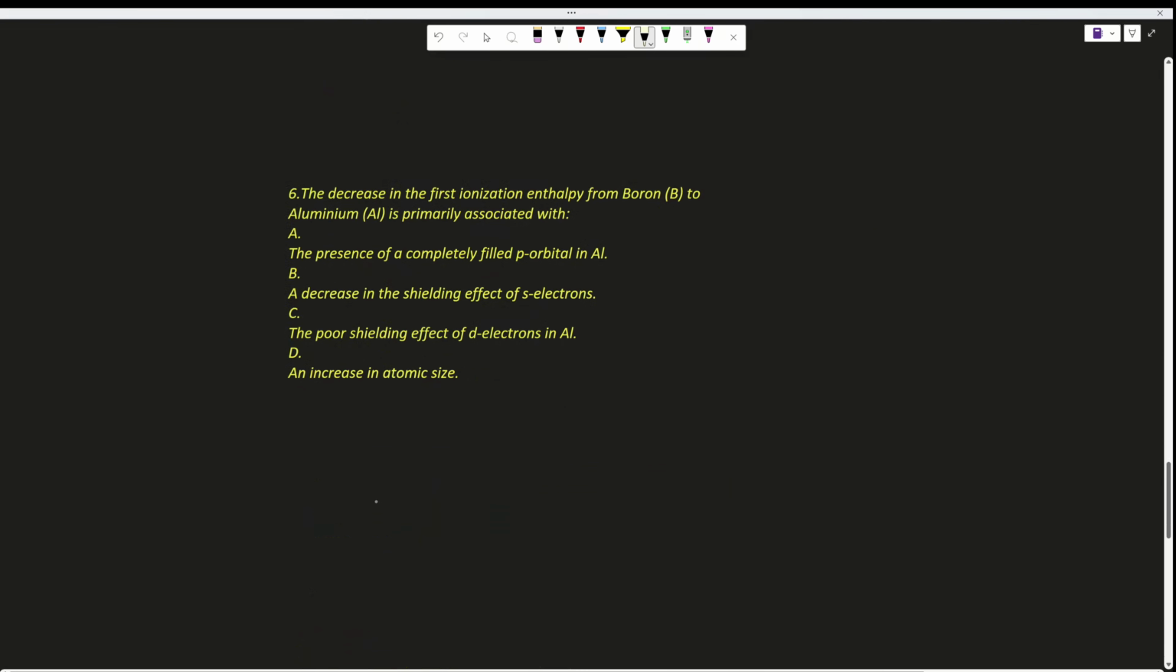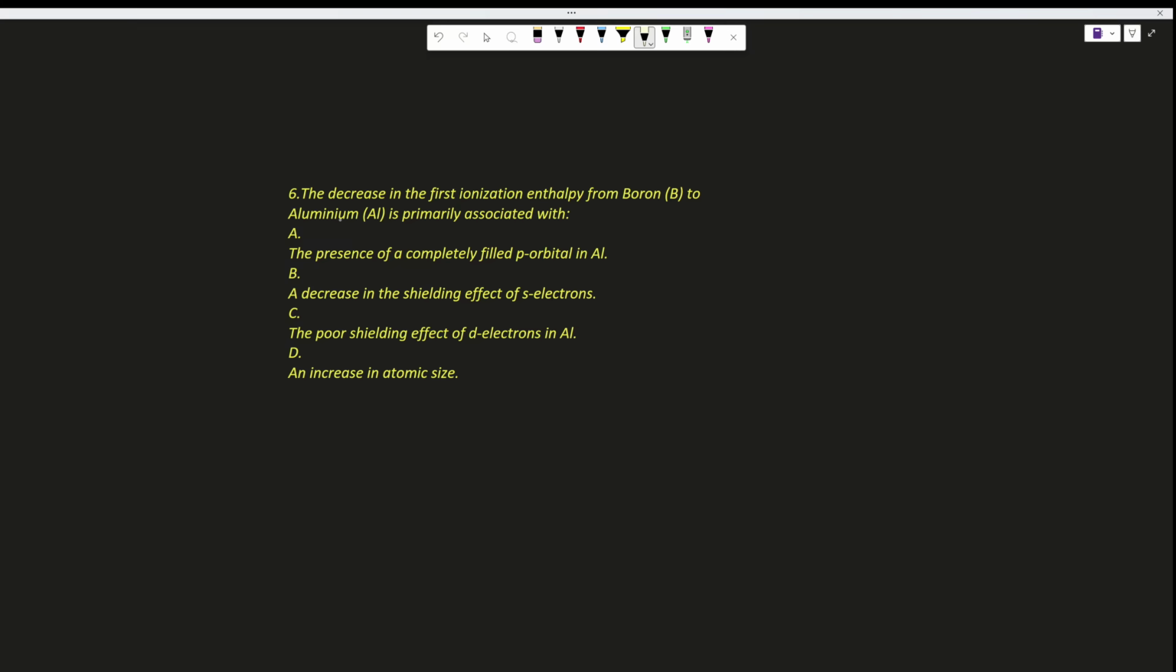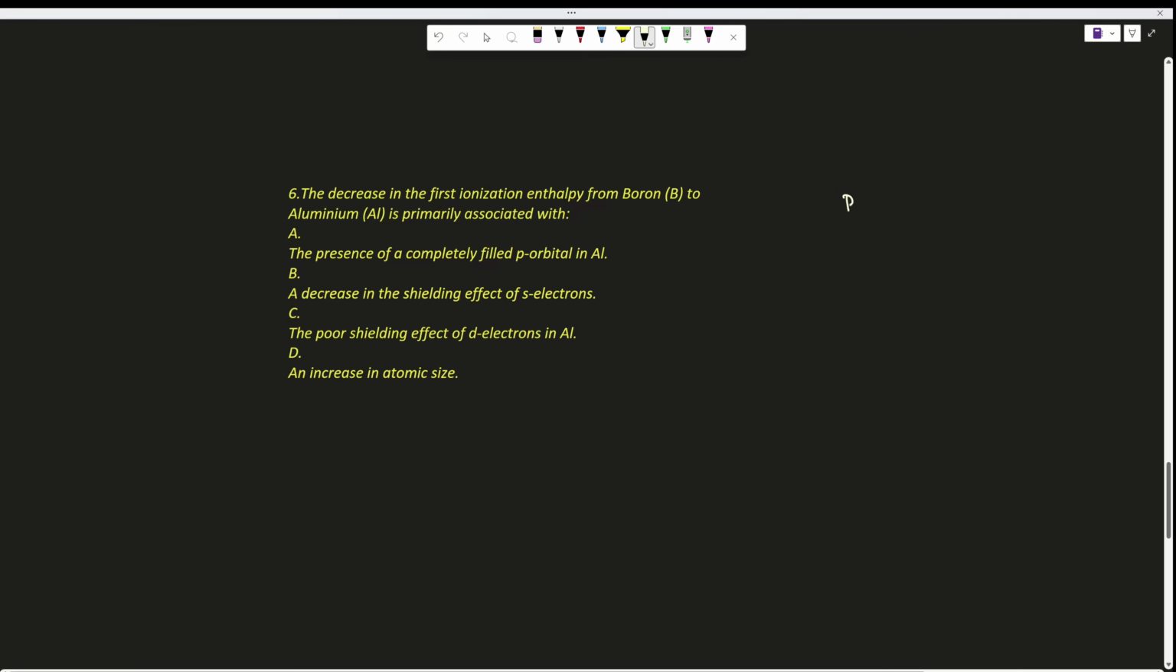Next, the decrease in the first ionization enthalpy from boron to aluminium is primarily associated with. See, when you go from boron to aluminium down the group, ionization energy has to decrease, right? It is the normal trend.